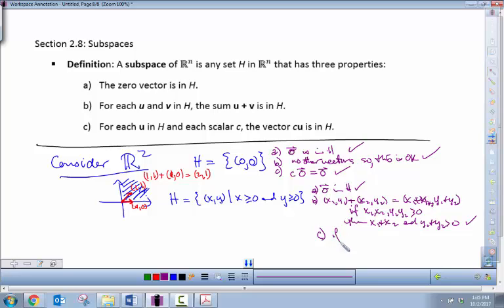So there we have a problem. If C is less than 0, then C times the vector xy is not in H. So it looks like we ran into an example now where it's not a subspace. We can include quadrant 3 and make it a subspace.